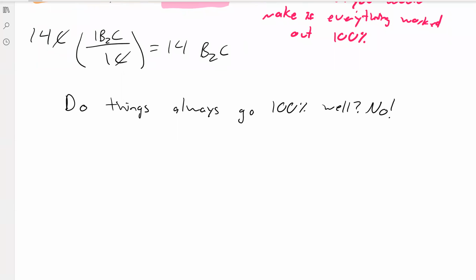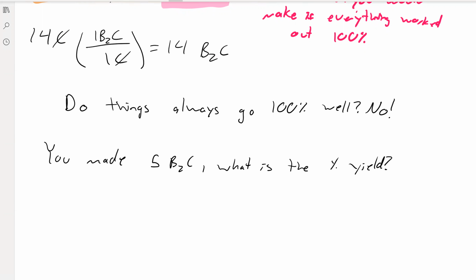So let's continue this question. It says, you made 5 sandwiches. What is the percent yield? In this question, this is generally what you're given, or if you were in the lab, this is what you'd actually conduct. This is your actual yield. You had enough ingredients to make 7 sandwiches, but things happened, and so you only made 5 sandwiches. And what we want here now is the percent yield.